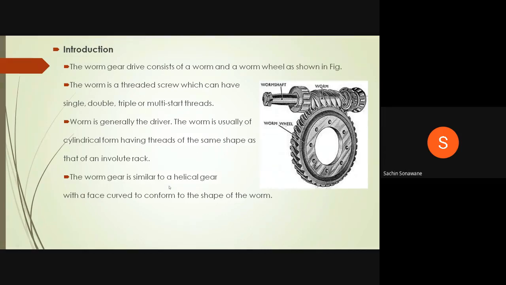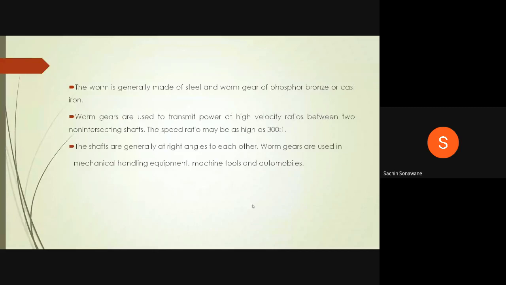The worm gear is similar to a helical gear with a face curved to conform to the shape of the worm. The worm is generally made of steel and the worm gear of phosphor bronze or cast iron.